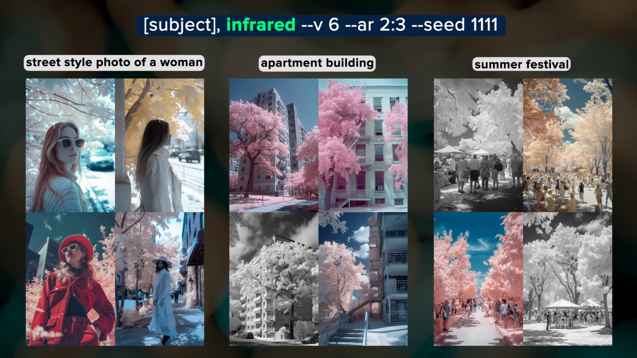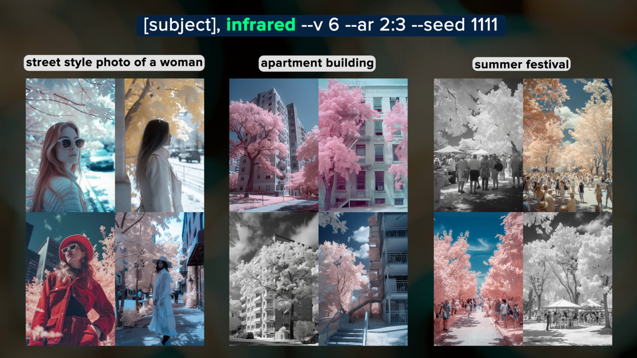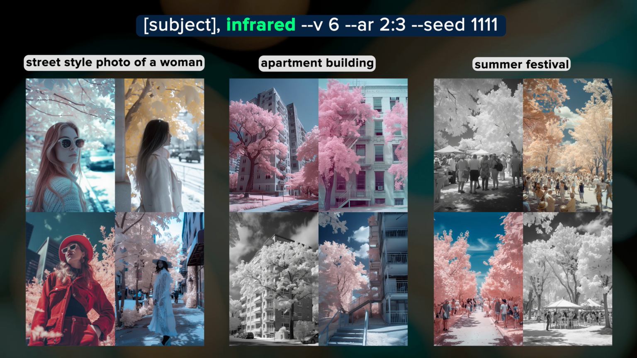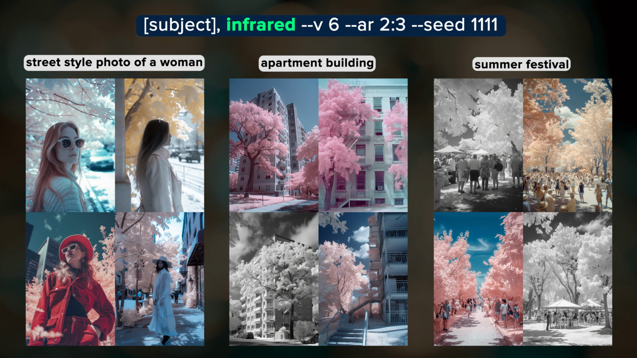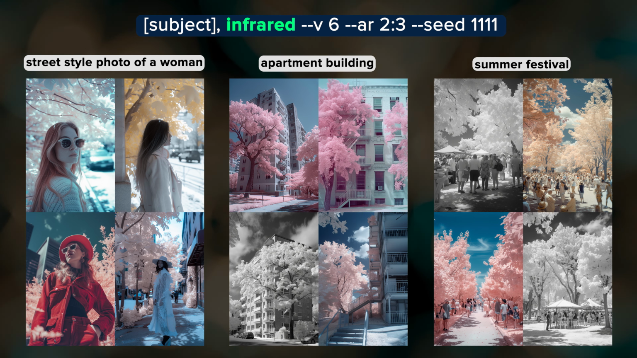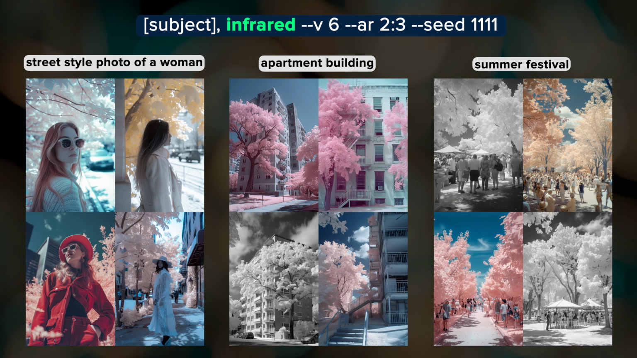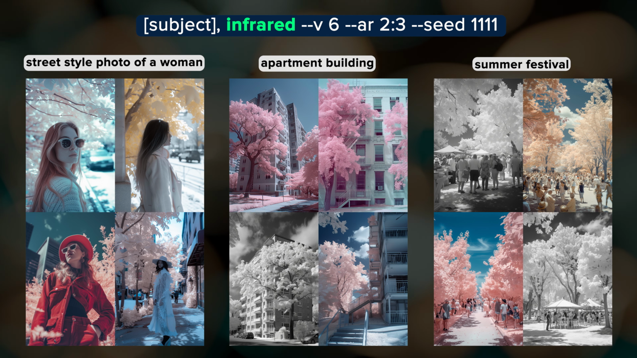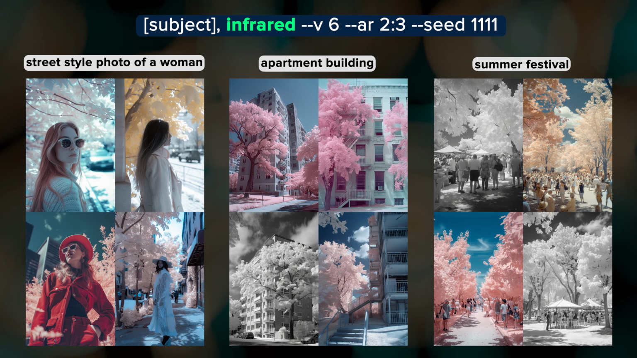These images show the distinctive infrared aesthetic where foliage appears white or different shades of red, skies tend to take on a deeper blue hue, and all of the images have an otherworldly look to them. You'll notice that there are trees in every image. Trees are a common subject of infrared photos in the real world, so by including infrared in the prompt, Midjourney likely added trees to these images due to the common association between trees and infrared photography.